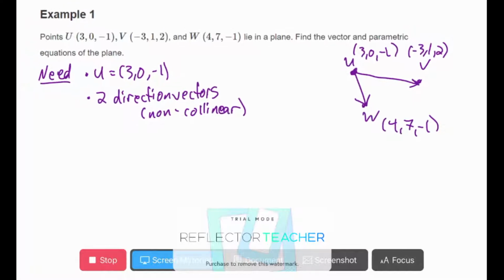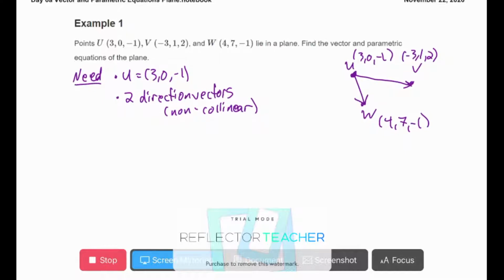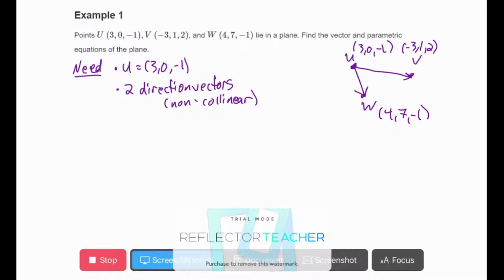If I do all my math and it turns out that these vectors are collinear, that's going to be a problem. We're going to need to choose a different direction vector. I don't think we need to worry about that here, but just be aware that that's something to watch out for. You cannot define a plane with two collinear vectors. So my first direction vector, M1, is going to be equal to UV. We know the points, so we know how to find the vector: subtract the x values from each other. I'm not going to show that work because we've done this many times now. So -3 minus 3 is -6. 1 minus 0 is 1.